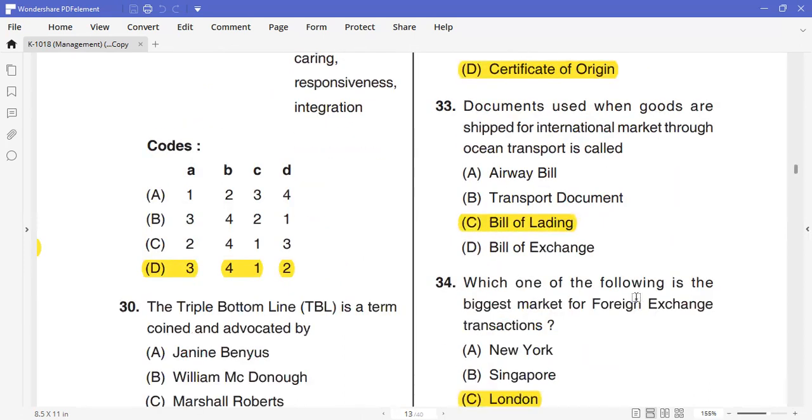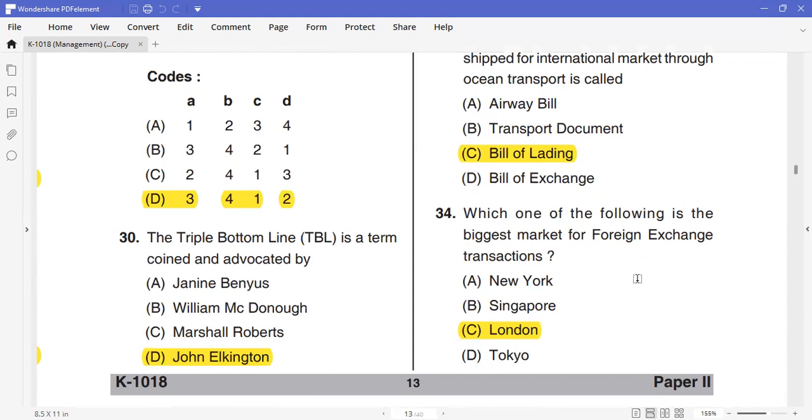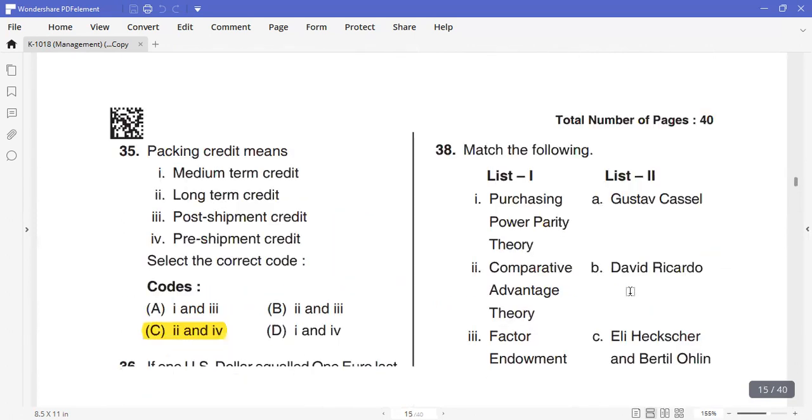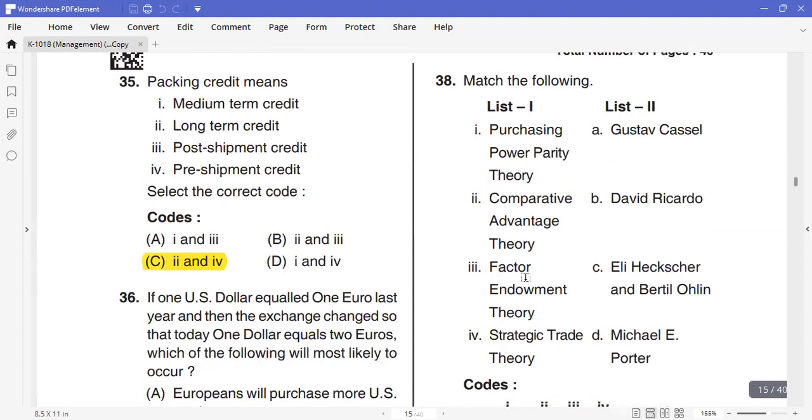Then 33rd question. Documents used when goods are shipped for international market through ocean transport is called bill of lading or landing. So 34th question, which one of the following is the biggest market for foreign exchange or forex transaction? It is London Stock Exchange. So next we go to the 35th question. Packing credit means it is 2 and 4, that is long term credit and pre-shipment credit. So that is the correct option.